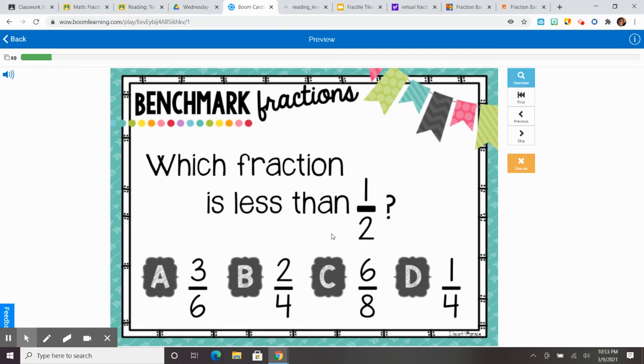Let's eliminate the ones that are equivalent, because right here it says less than. I know that 3/6 is equivalent to 1/2, so A cannot be my answer. I also know that 2/4 is equivalent to 1/2, so B can't be my answer. Let's look at 6/8. How many eighths are equivalent to 1/2? Well, I know that 4/8 is equivalent to 1/2 because remember, half of 8 is 4.